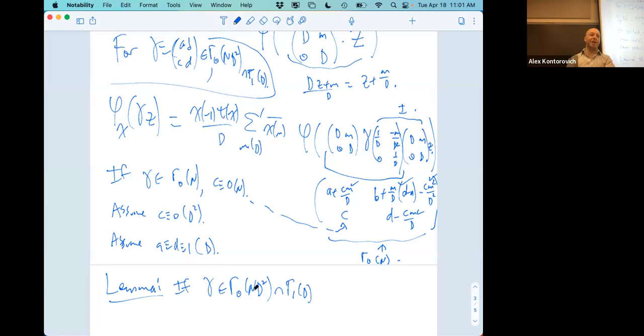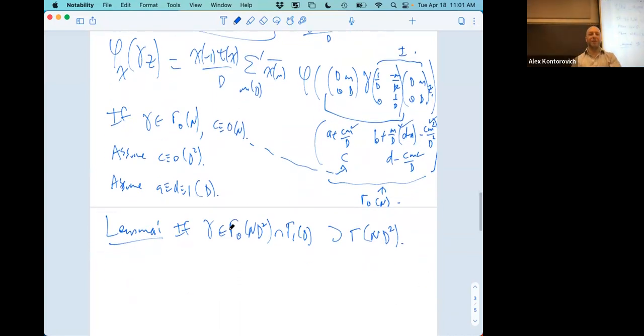Well, it certainly contains gamma of n d squared. This contains the principal congruence group of level n d squared, for example. So it's certainly congruence. I could be lazy and call this gamma 1 of n d squared. Then all the conditions that I need are satisfied. All that matters is that it's some congruence group.